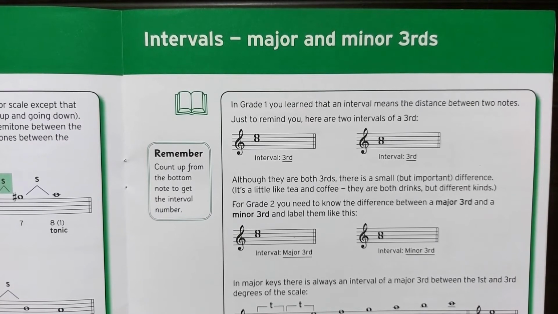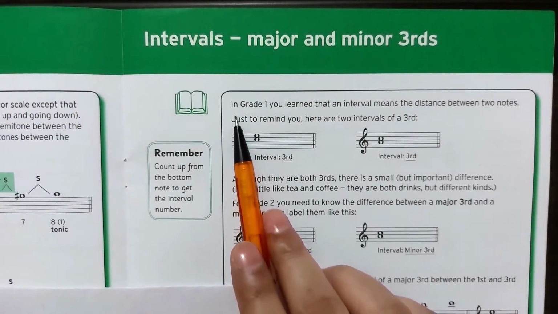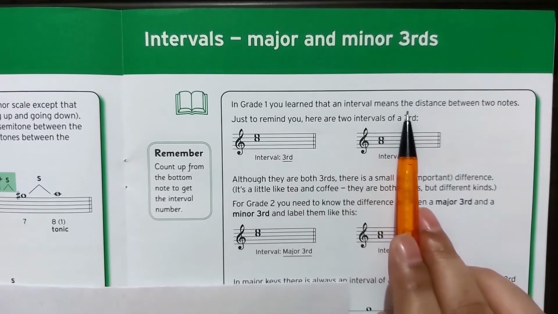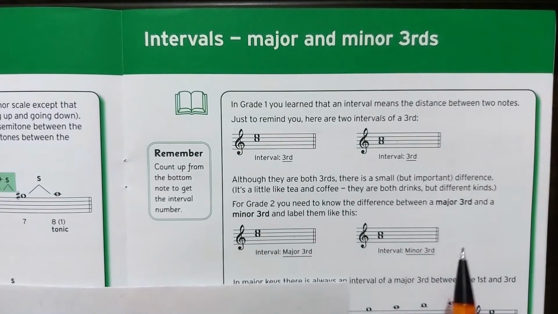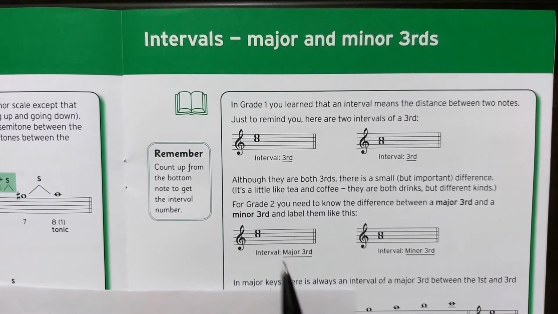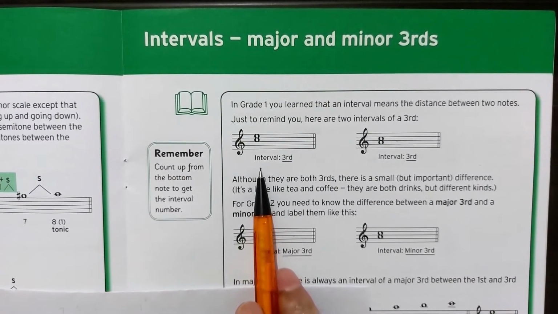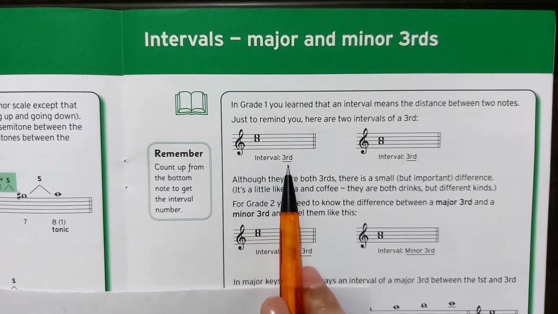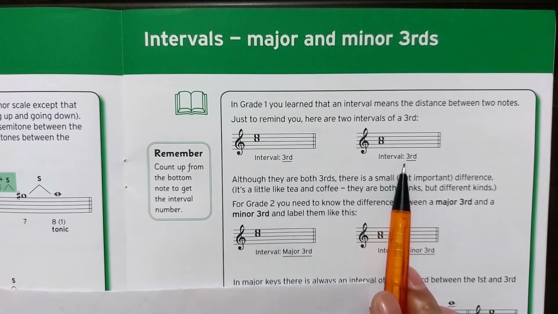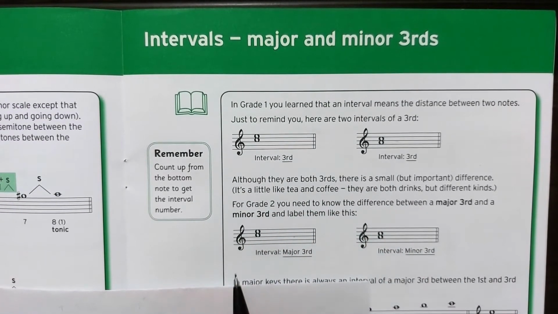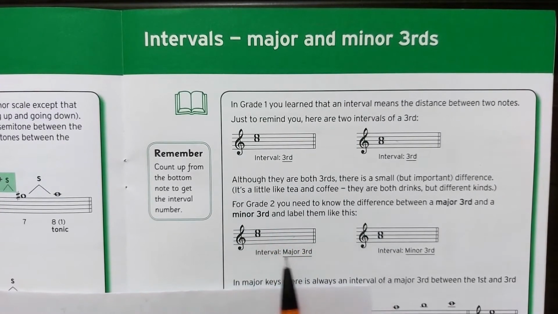Okay, so let's start. In grade 1 you learned that an interval means the distance between two notes. That we know, we learned that in grade 1. So now here you can see in an example they have given two intervals. They both are third intervals, but at the same time there is a difference between both the intervals. One is, you can see, a major third and one is a minor third.